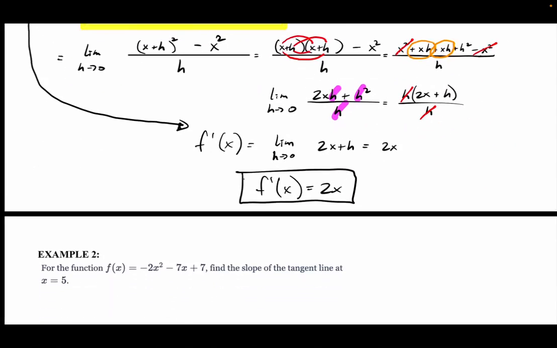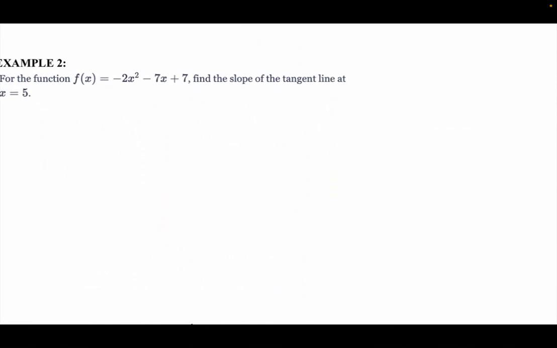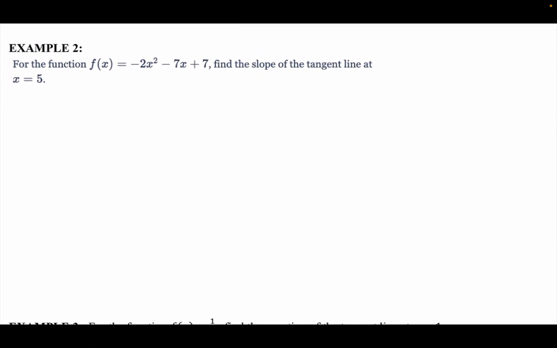Okay, so let's try the next one. Number 2. So number 2 is a different question. It says, find the slope of the tangent line. What is a derivative?